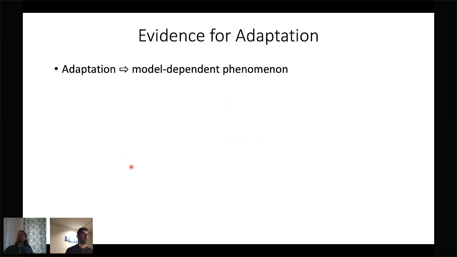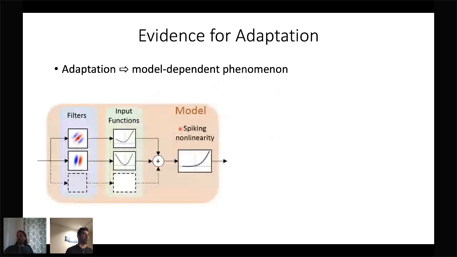Adaptation can be defined as a change in the model to better describe the cell responses under a new stimulus regime. So it is model dependent in this case and can be captured using the mathematical description that we have for a cell. If I go back to the model, a change in this model can be either a change in the receptive filters or a change in the receptive nonlinearities, including the input functions or a spike nonlinearity.